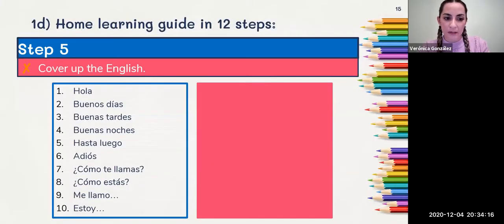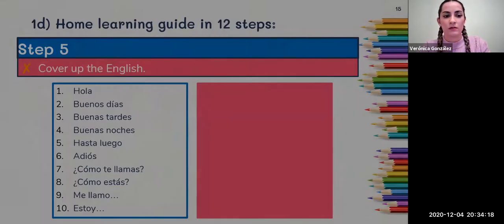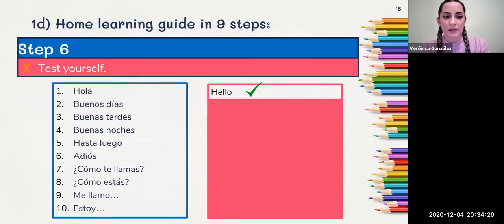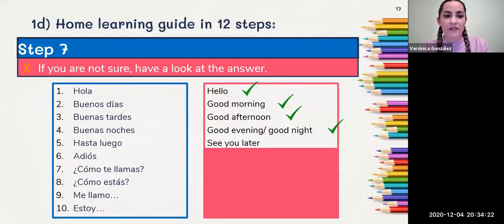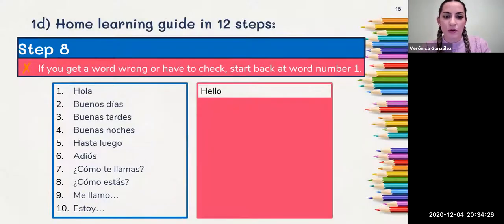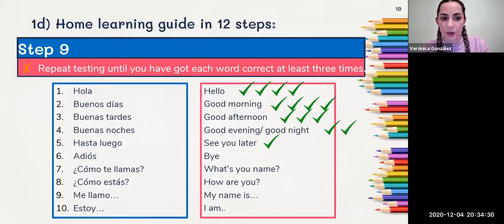They would cover up the English, and then they would test themselves. If they are not sure, they would have a look at the answer. And if they get a word wrong or have to check, they would have to start back at word number 1. They will be repeating the testing until they've got each word correct at least 3 times.